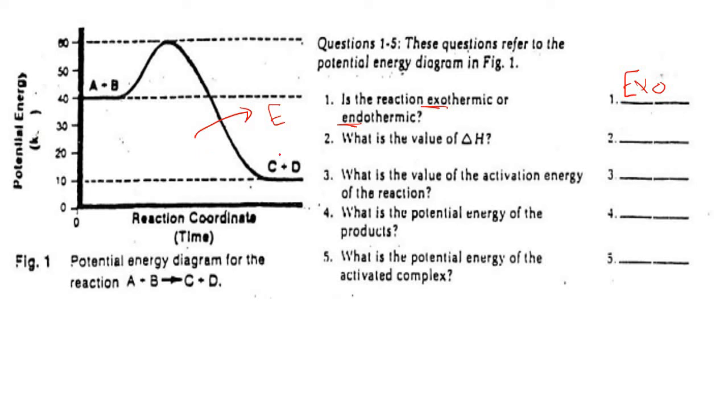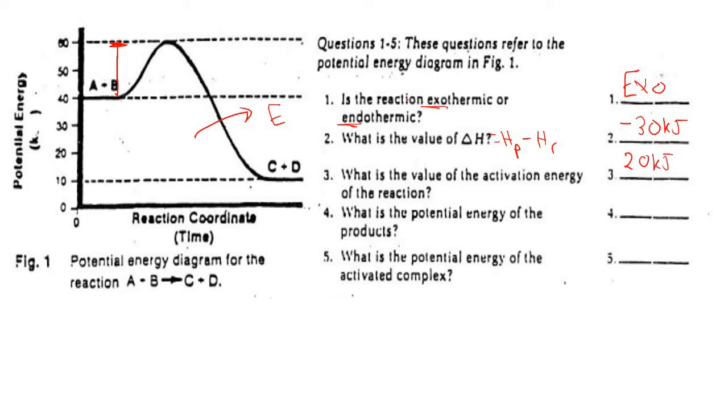So remember, your delta H is heat of the products minus heat of the reactants. So it's always products minus reactants. So 10 minus 40 is going to give us negative 30. Right, negative 30 kilojoules. Number 3, what is the value of the activation energy? So remember what our activation energy is, how much energy it takes to get up the hill. So you're starting at 40 and you've got to get to 60. So you only need 20 more kilojoules.